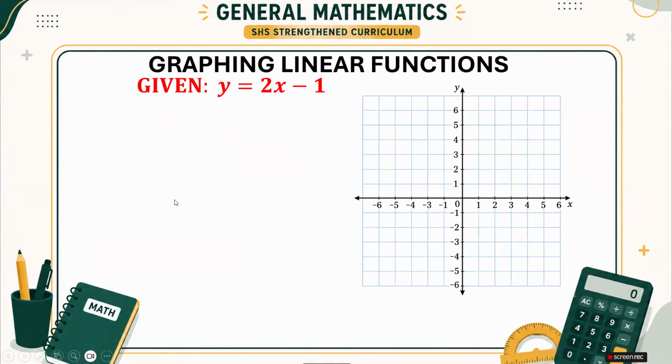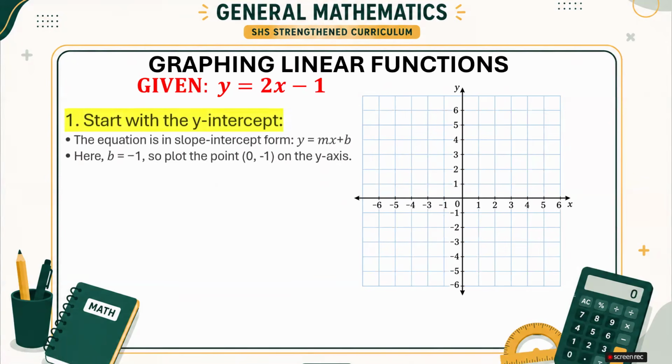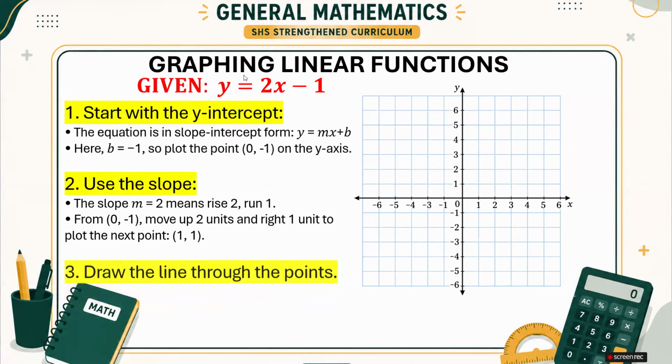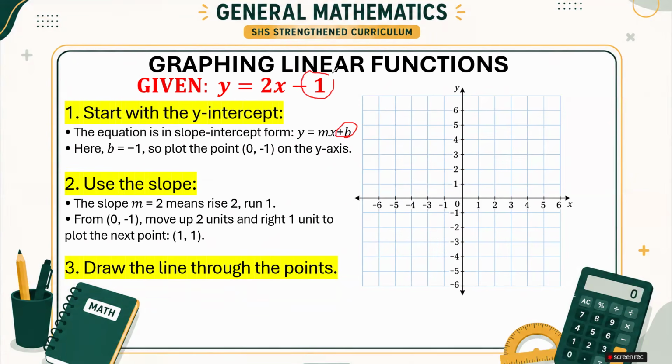But let us go into graphing a linear function. So suppose we have y is equal to 2x minus 1. Here are the steps in graphing. So first, we identify our y-intercept, which is b. So obviously, our y-intercept is -1. So the point corresponds to 0, -1. And it is located on this part of the graph.